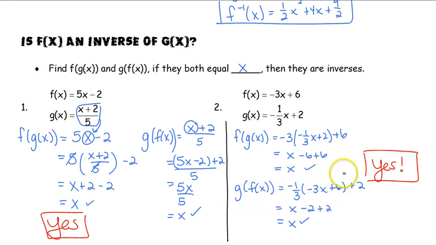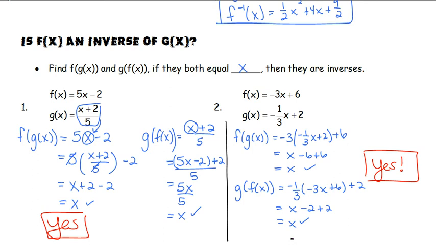G of f of x, we plug that entire f of x in, making sure that we have parentheses, so we distribute, and that gives us a positive x minus 2 plus 2, negative 2, positive 2, cancel, so we are left with just one positive x. Remember, if they don't both equal x, then they are not inverses.